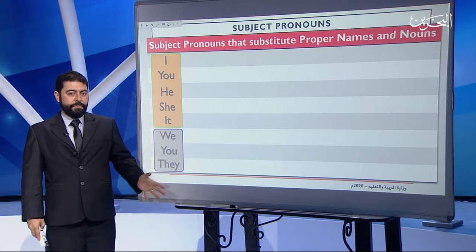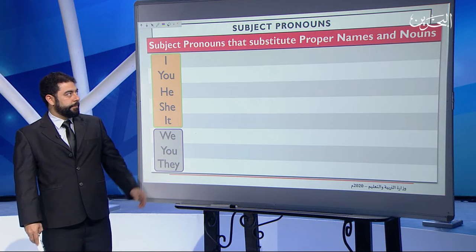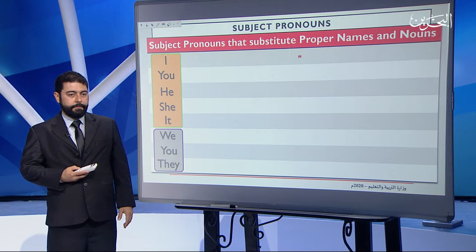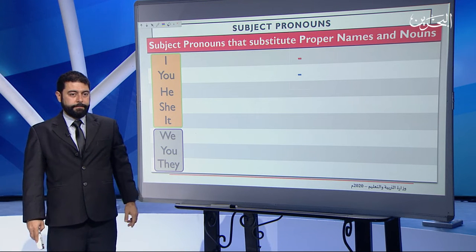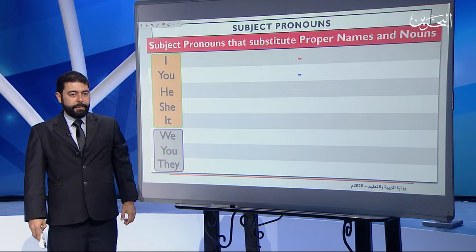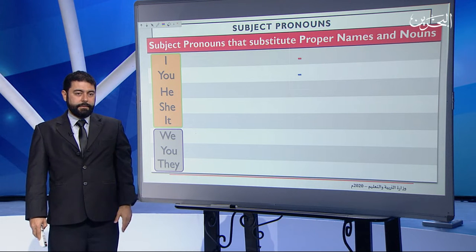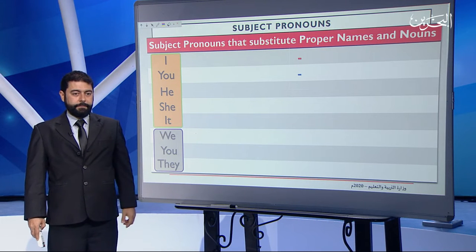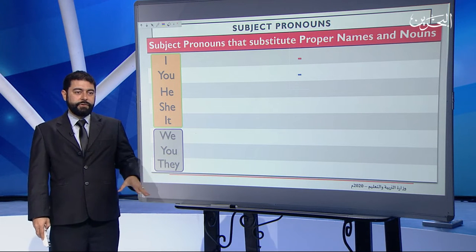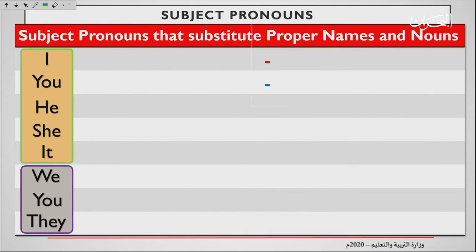So, how to form them? You have the list ready for you. Can you change I into a name or a noun? In a sentence, if I said, I am here, can you change I into a name? Well, you cannot. What about you? If I say, you are there, can I change you into a name? If you do that, if, for example, say Ali are there, well, it doesn't make sense because Ali cannot be with are. It should be Ali is. Let's see he.